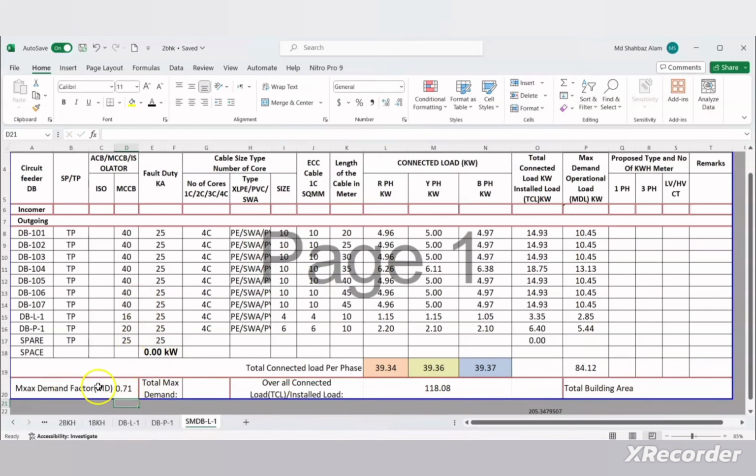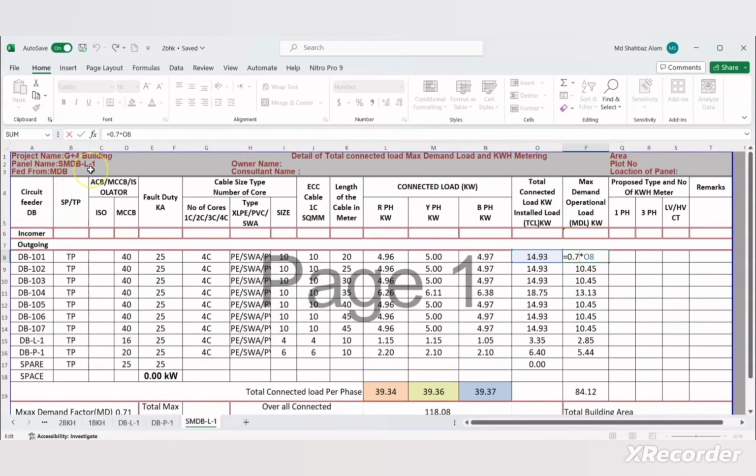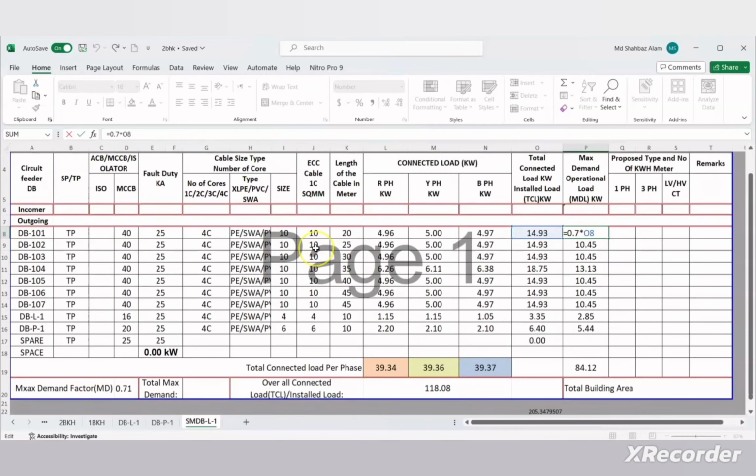Okay, this is the maximum demand factor for this SMDB. Hope you are clear. You are not confused about what this 0.7 is and what this 0.71 is. This 0.7 is the maximum demand factor for this DB, and this 0.71 is the maximum demand factor for overall SMDB L1. Hope you are clear now. Now we have done with the SMDB load schedule formation.